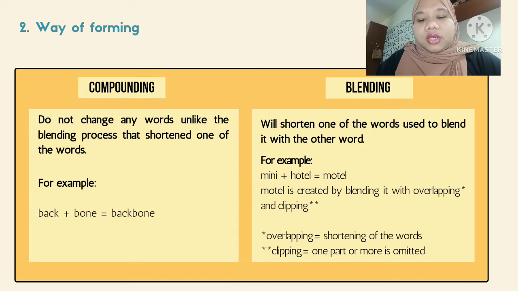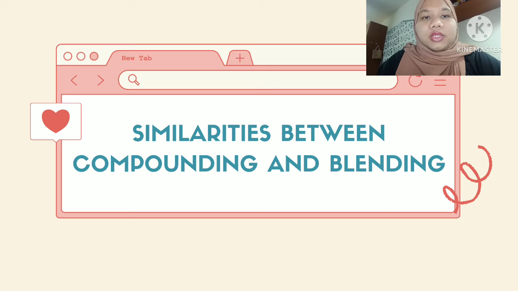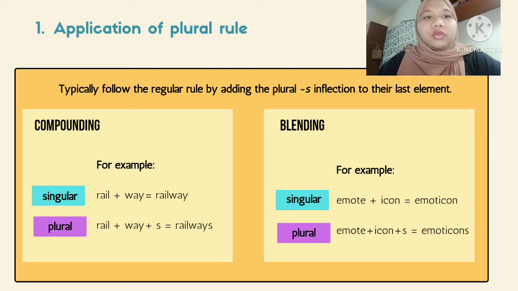Then we're going to look at the similarities between compounding and blending. The first similarity is the application of the plural rule. Both processes typically follow the regular rule by adding the plural inflection to the last element. For example, if we want to say there's one railway only, we compound rail with way, and it's railway. And if you want to say there are a lot of railways, we compound it just like just now, rail plus way plus plural s, so railways.